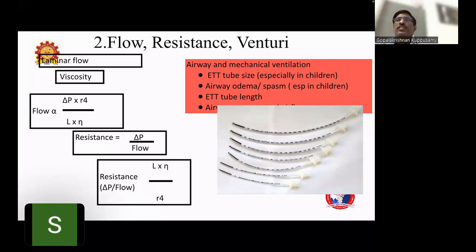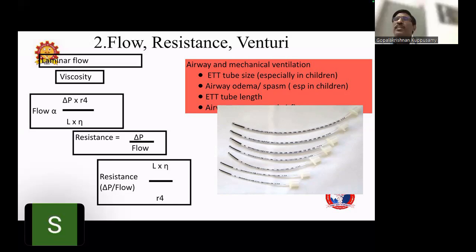From Poiseuille's law, all the factors will get inverted. So the resistance is directly proportional to the length and the viscosity, and inversely proportional to the fourth power of the radius. This is more important when you choose the tube size, especially in children. Even a small error increases the resistance, with the power of airway edema or spasm, especially in children when the airway is small and there is respiratory difficulty. ET tube length.